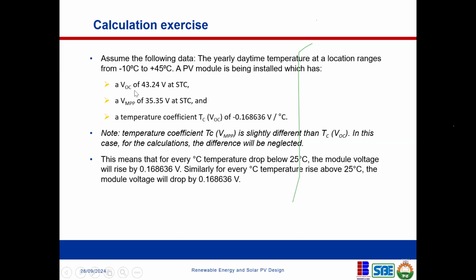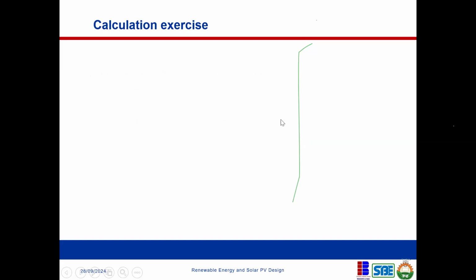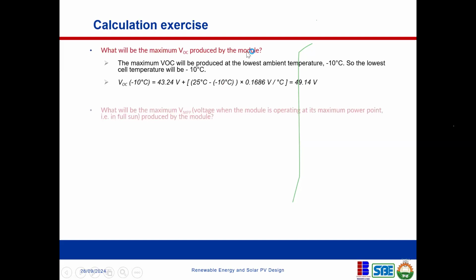The open circuit voltage at STC is 43.24. The maximum power point voltage at STC is 35.35. Then a temperature coefficient of minus 0.168635 volt per degree centigrade. So now the question: what will be the maximum open circuit voltage produced by the module? And this is the calculation here.